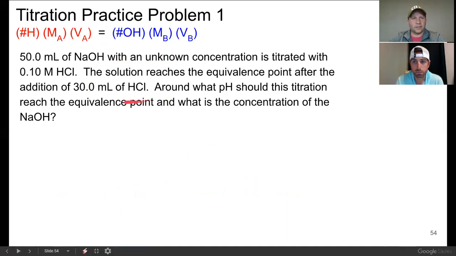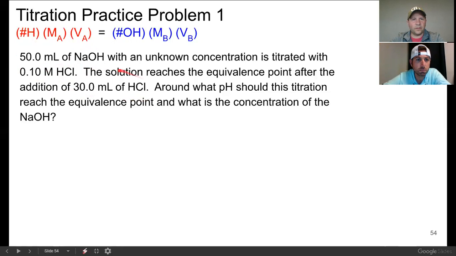So let's go through this and pick out what these things are, Mr. Wang. Let's go from left to right and kind of fill these in. What's the number of hydrogens in our acid? Okay, so our acid is hydrochloric acid, so there's 1. Okay. Do we know the molarity of the acid? Yes, it says that it's 0.1 molar. Nice. And do we know the volume of the acid?